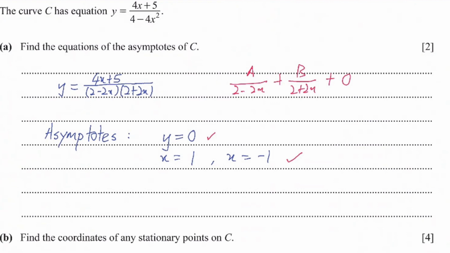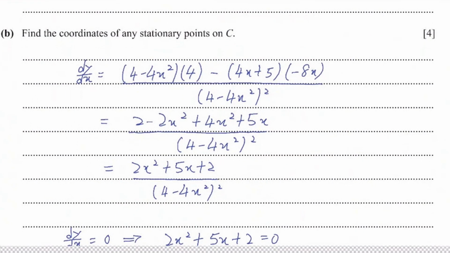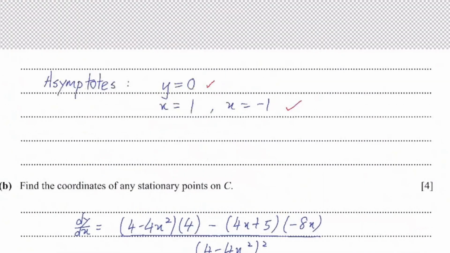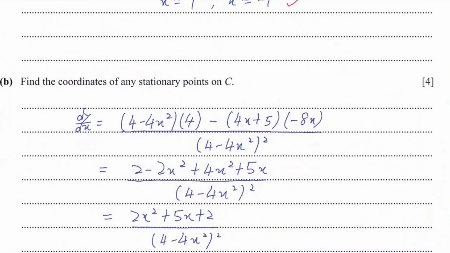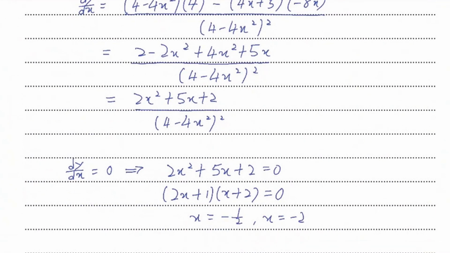So if we look at the next one, next part. It's to find the coordinates of any stationary points on C. So you can see here, if we didn't do the partial fractions, it might be a little bit difficult for us to carry out the differentiation here, compared to if we have done the partial fraction. So if we didn't do that, it's okay. We can still use the quotient rule to do that. It's just slightly more work for the quotient rule there, but it's okay.